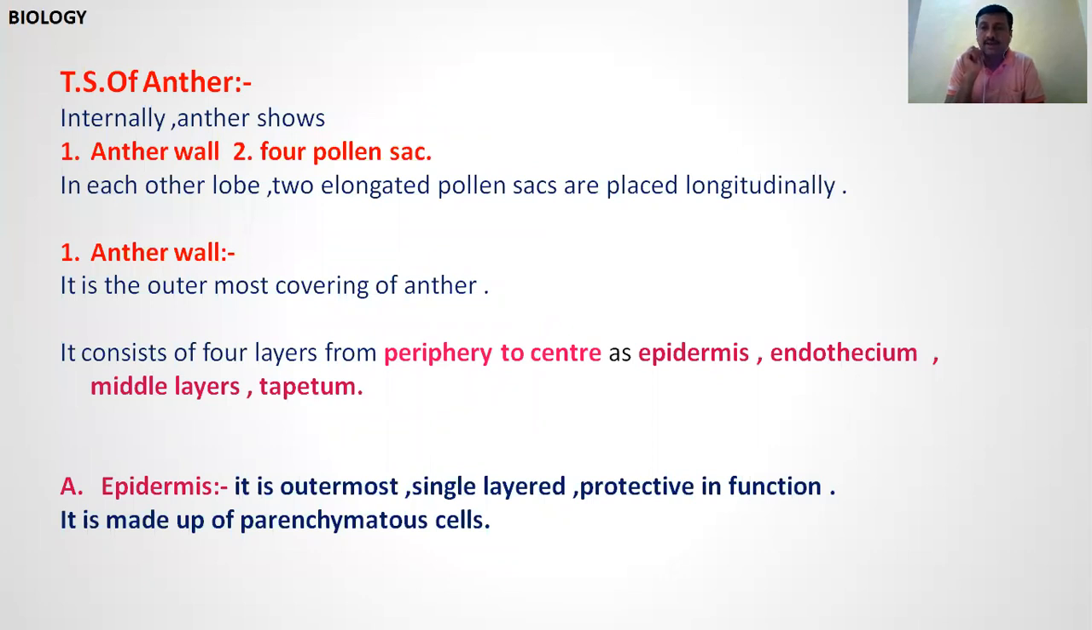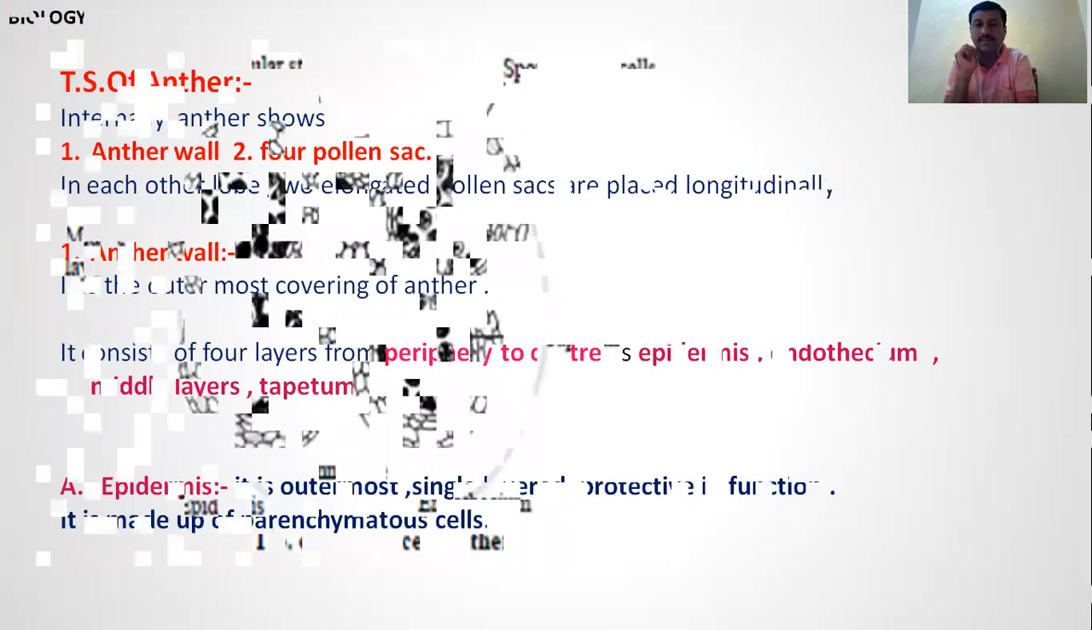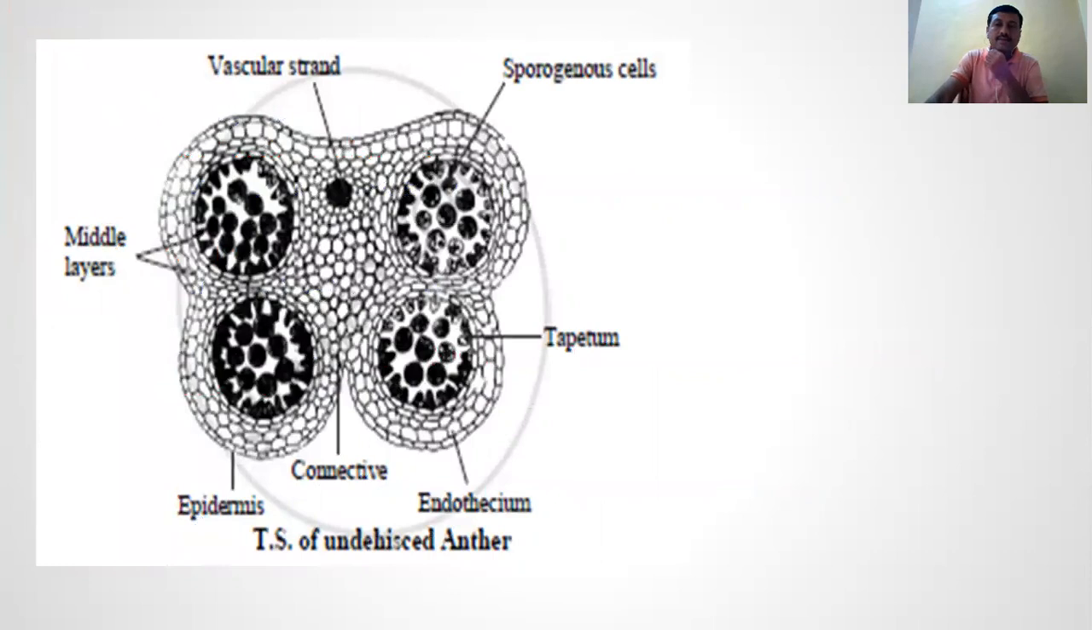It consists of four layers from periphery to center. The anther wall consists of four layers, from the outermost layer to the center. The first, outermost layer is the epidermis. The second is a single layer, called the endothecium.